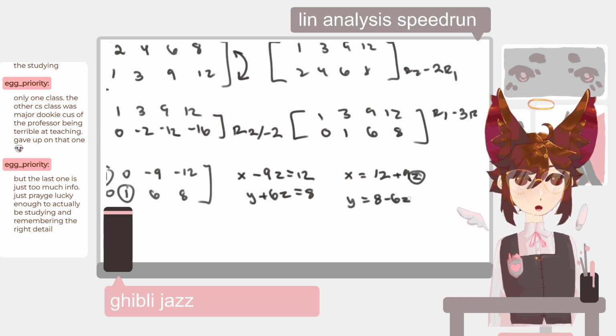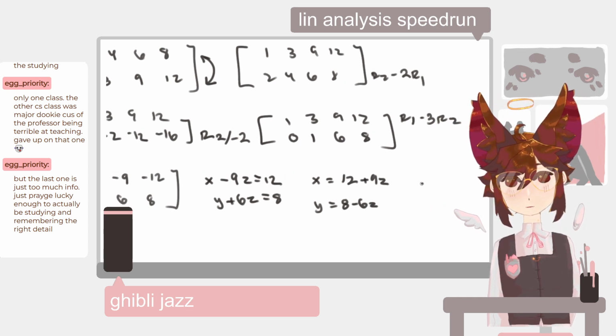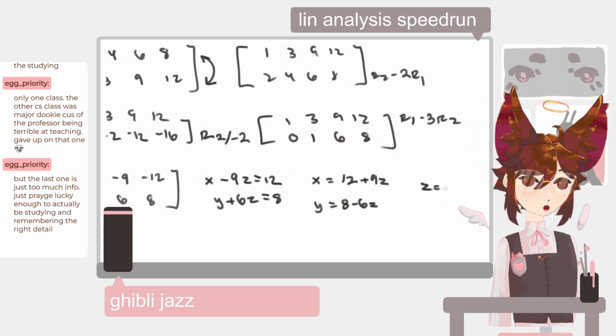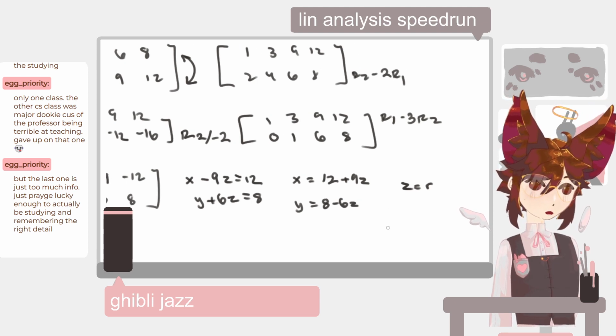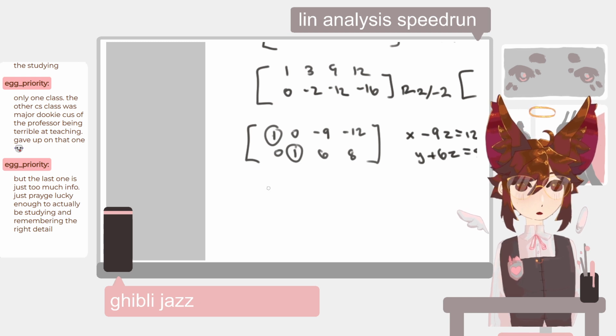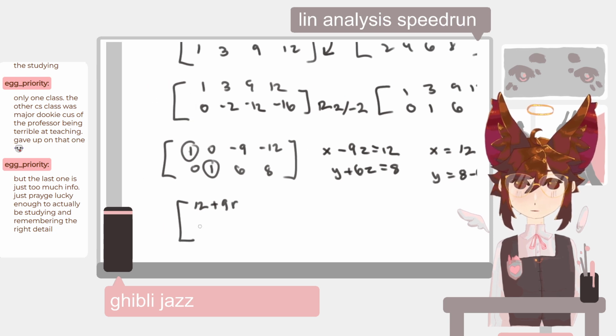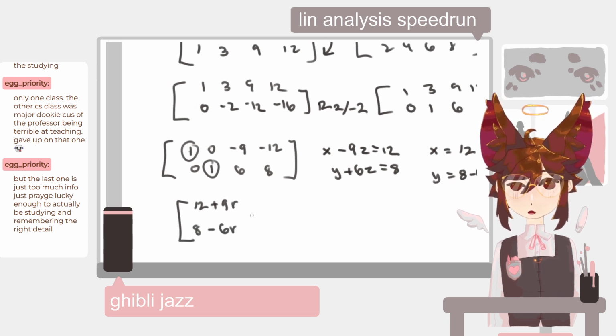We see that z comes up in both of these, right? And we know that we have 1 free variable, so z is our free variable. We can call z anything. I'm used to calling it r because I call my free variables rst. I don't know why. I just do. So now we can write this out as our solution set. x equals 12 plus 9r, y equals 8 minus 6r.